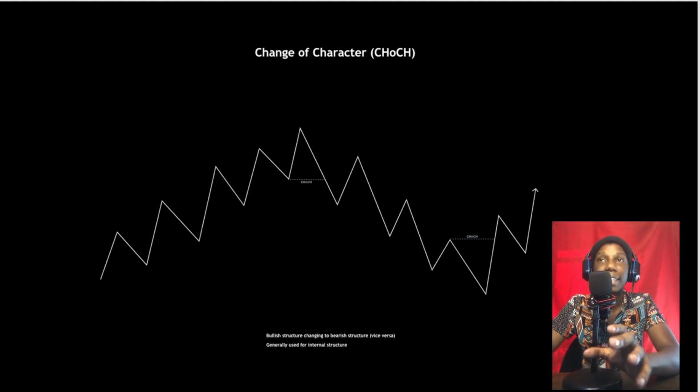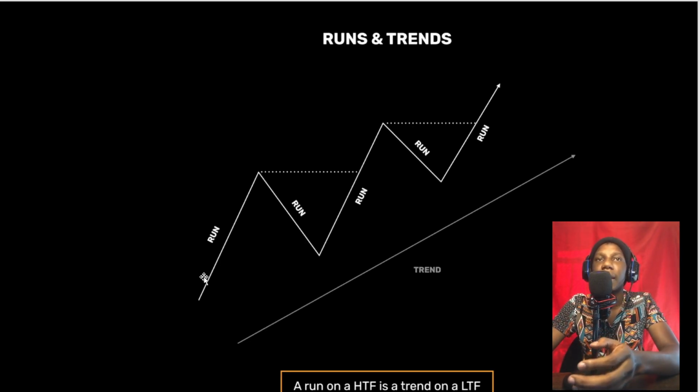So now understand this. When the run takes out the low of the other run, then you will start seeing that the price has changed its direction, to start going for the other run, right? So on this basic illustration, we see that this is a run, and then this run, and then this run, and then this run, and then this run.